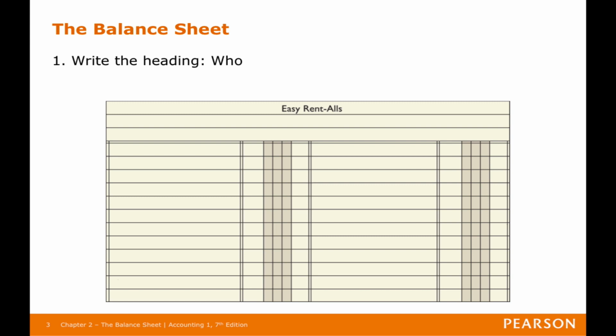A balance sheet is a financial statement, and with any financial statement, you need to begin by writing out the heading. The heading is always going to be the first 3 lines of the page, and it's always going to discuss who, what, and when. Who is the company or business that you're writing the financial statement for? In this case, Easy Rentals. What is the name of the financial statement? In this case, a balance sheet. And when is the time period of the financial statement?